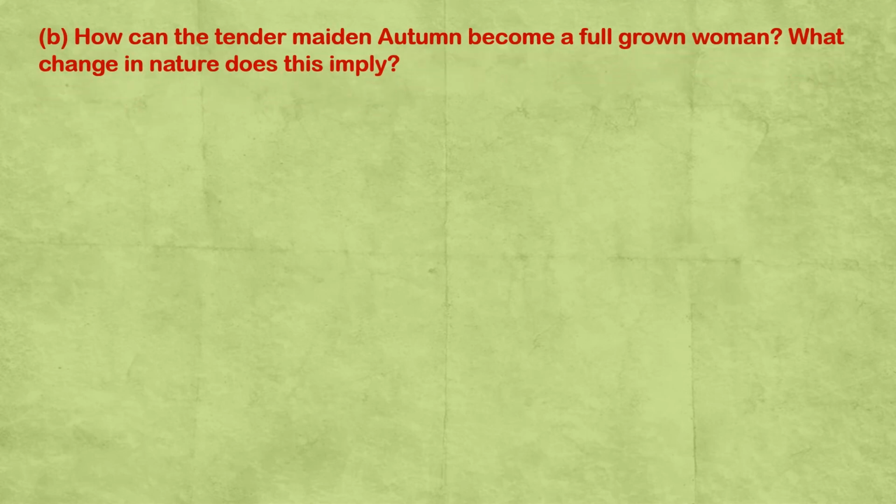Next question. How can the tender maiden autumn become a full-grown woman? What change in nature does this imply? What does it mean? Imply means, what does it mean that autumn becomes a full-grown woman? Okay.